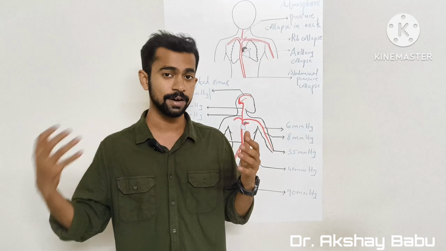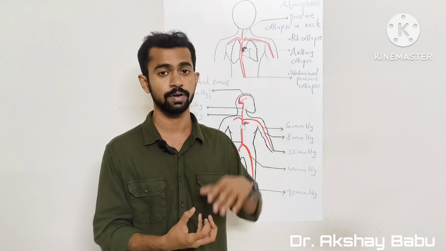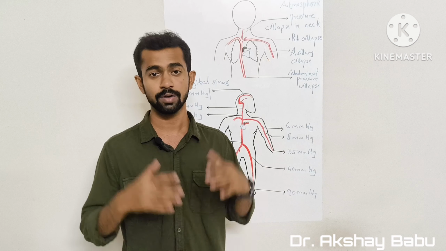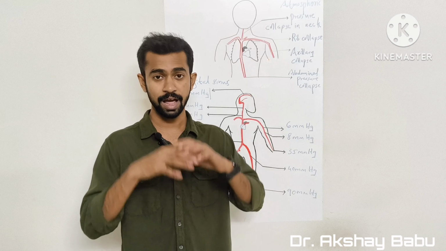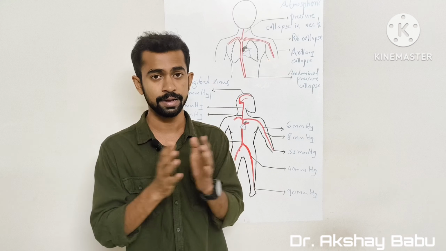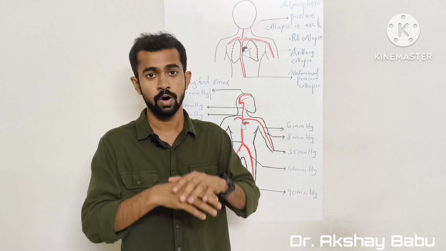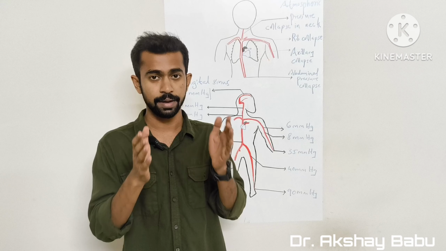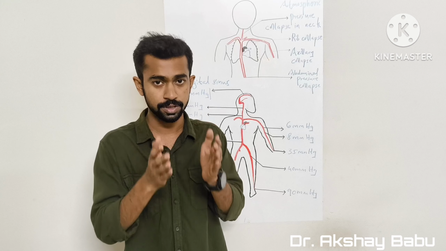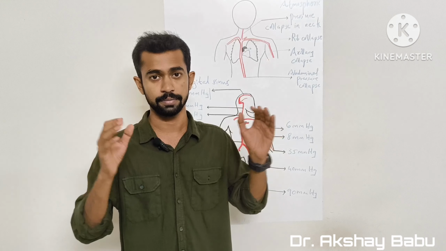So what is the effect of gravitational pressure over venous pressure? That's what we are going to discuss next. The gravitational pressure of a fluid is the pressure exerted by gravitational force over a particular fluid at a particular point of time during equilibrium.